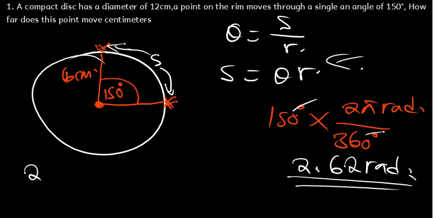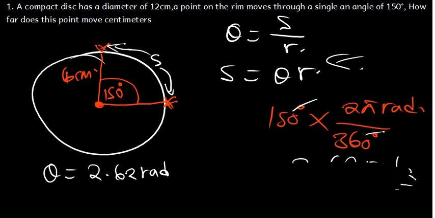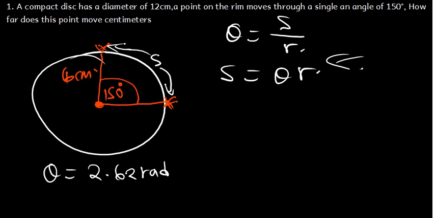So our theta, we are saying that our theta is 2.62 rad. Now our goal is to find the arc length. So our arc length is going to be the theta, 2.62, times the radius. Now the question is asking us to find the answer in centimeters. If I want, I will just plug in 6 centimeters directly because I want my answer to be in centimeters. Or if you want, you can convert and then convert the answer again.